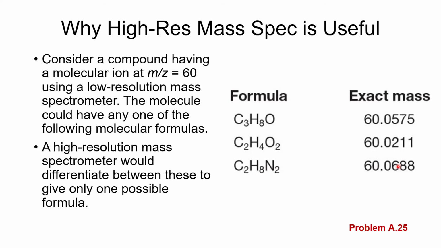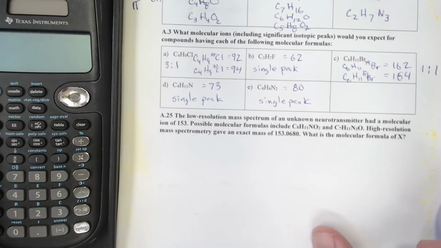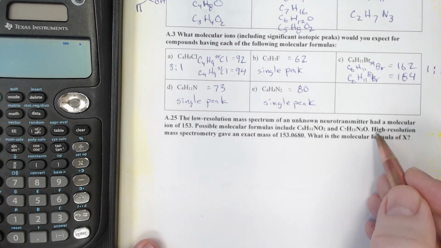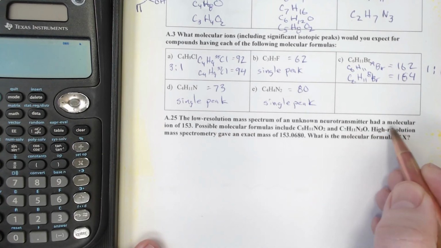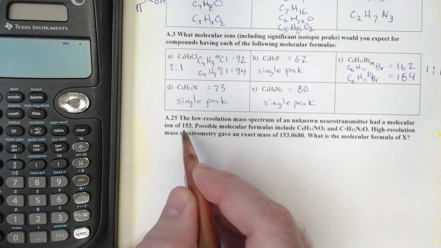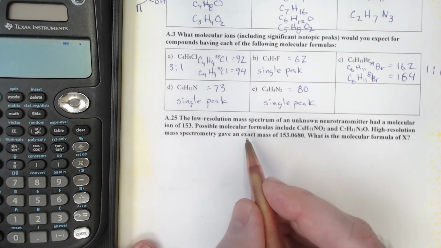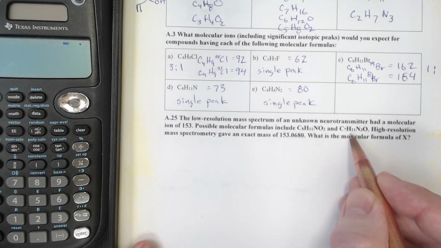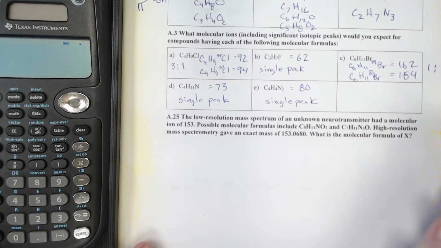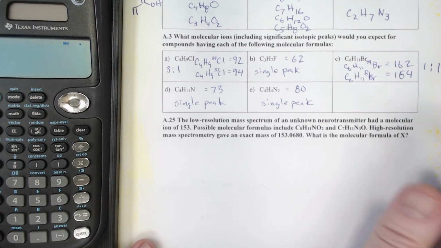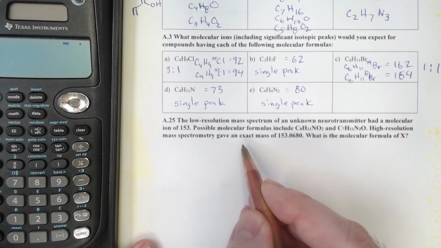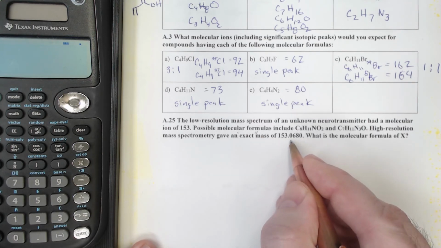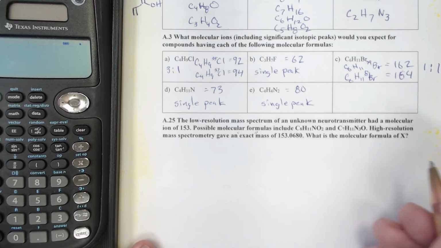All right, so let's go over our in-class. A low-res mass spec showed an unknown neurotransmitter had a molecular ion of 153. There are a couple of possibilities that have been proposed, C8H11NO2 and C7H11N3O. We don't know which one is the right answer. When we do a high-res mass spec, it gave an "exact mass" of 153.068. What is the molecular formula?